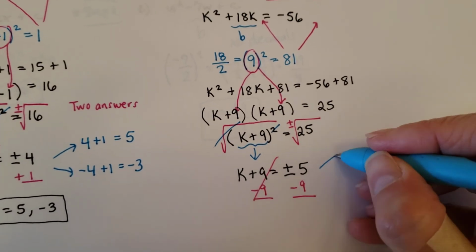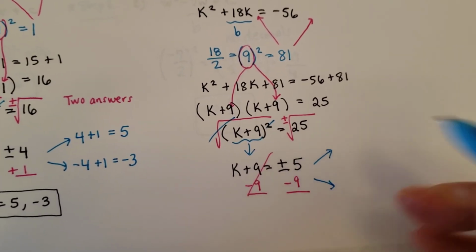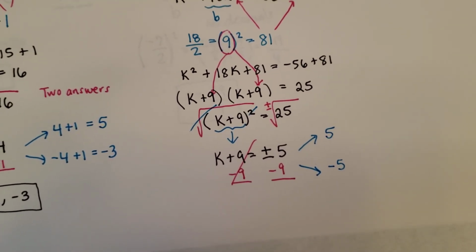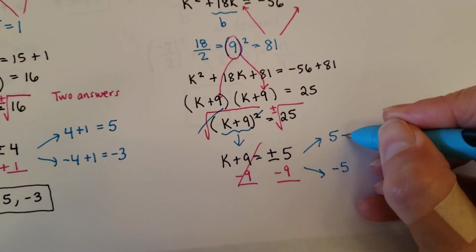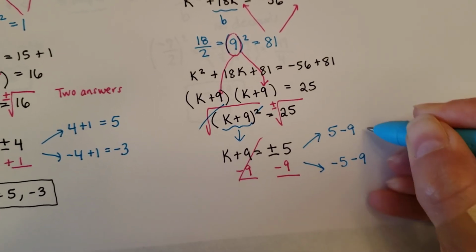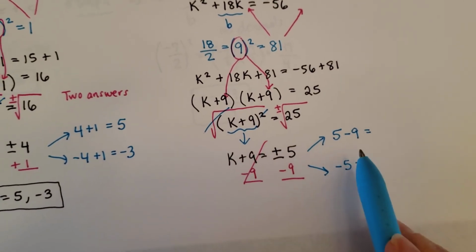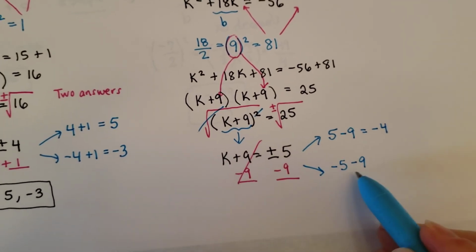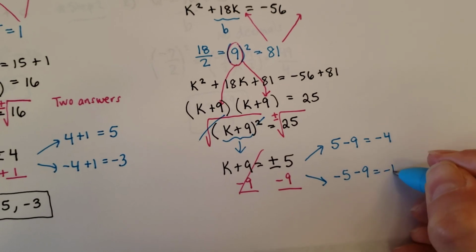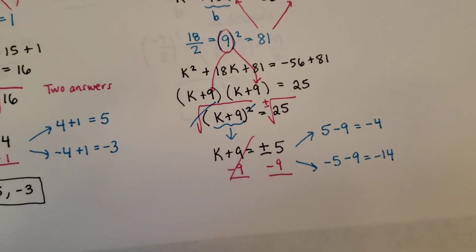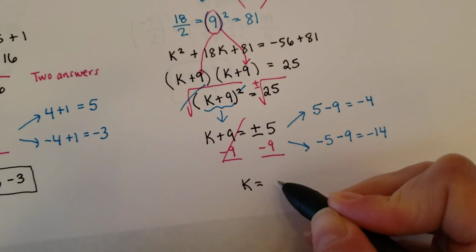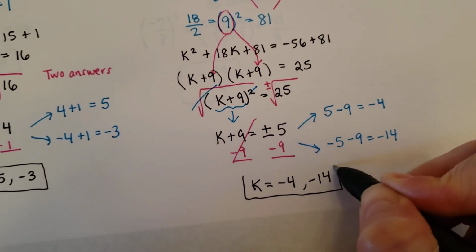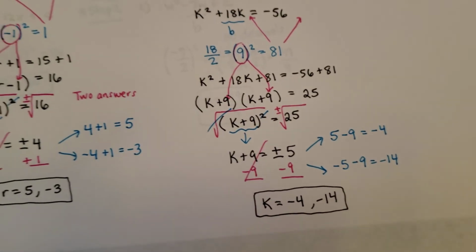So then here again is where you want to split. You have 2 different types of 5s. So you have a positive 5 and a negative 5. And for both those 5s, they're getting subtracted by 9. So for the first answer, negative 9 is bigger than 5. So it'll be a negative 4. Same sign, so we add, so a negative 14. So our answers for k will be a negative 4 and a negative 14. And that's how you complete the square.